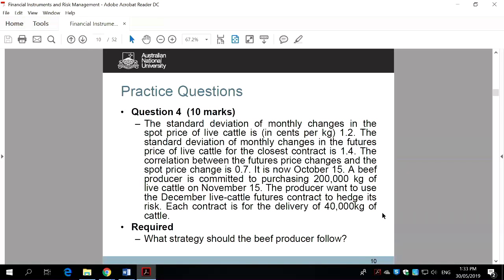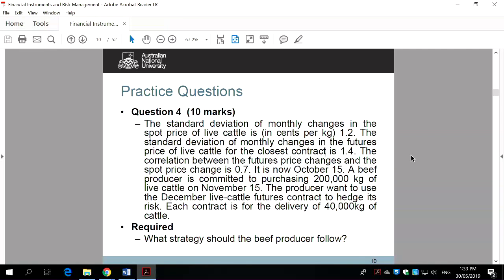So basically, the beef producer wants to hedge the exposure to the live cattle, right? But we don't have a futures contract written on live cattle. Rather, we have a futures contract that's correlated with live cattle. So that's what I meant by the closest contract has the standard deviation of 1.4. Now, in that case, we need to figure out what is the optimal hedging ratio.